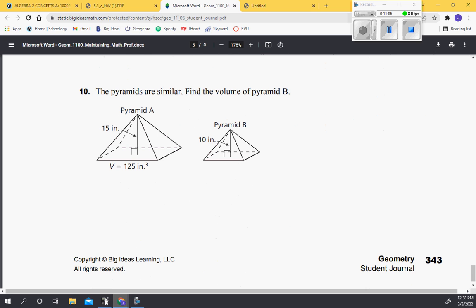Number 10. It says the pyramids are similar, which means they have similar side lengths. They have a scale factor of 15 to 10, 15 over 10. That's their scale factor. Which is really, if we simplify this, divide both by 5, it's 3 over 2. Okay, or 2/3. So if I multiply 15 by 2/3, I will get 10.